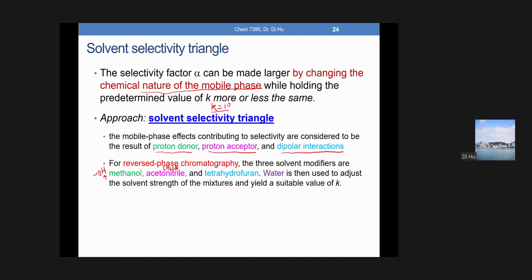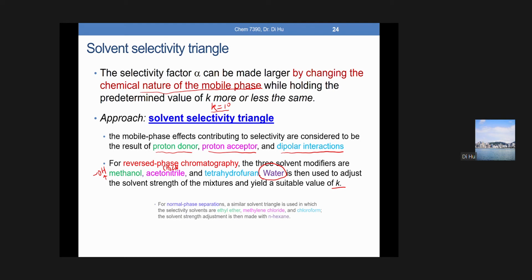And in reverse phase, water is used to adjust the solvent strength of the mixtures and yield a suitable K. So that means water is always there. It will be the combination of water plus organic modifier, and can be just one organic modifier, or more than one. So that's reverse phase. And these three organic modifiers we are normally thinking about: methanol, acetonitrile, THF. And water is always there.